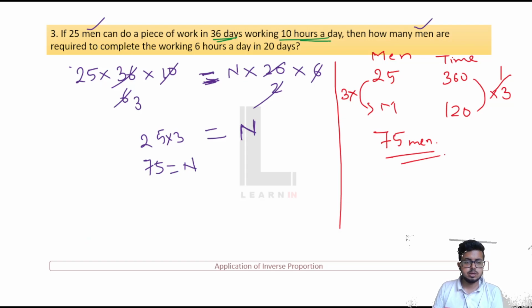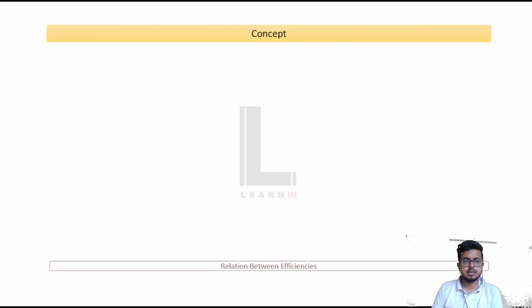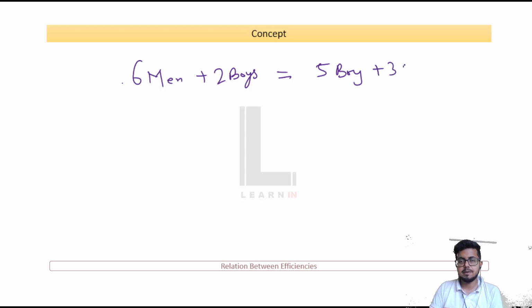It is working fine. Okay, let's move to the next method, the concept of relation between efficiencies. As I had said earlier, there would be certain people in a group. Let us say there are 6 men and 2 boys, and then 5 boys and 3 men.